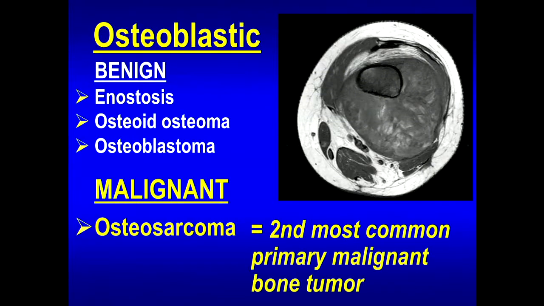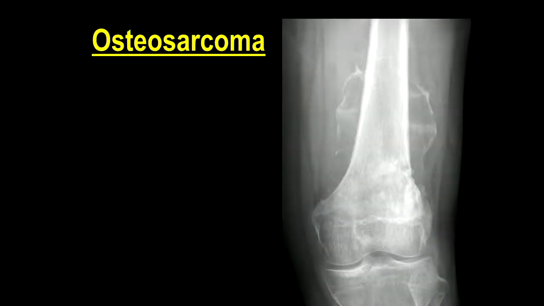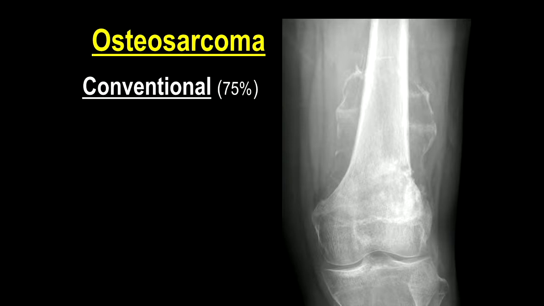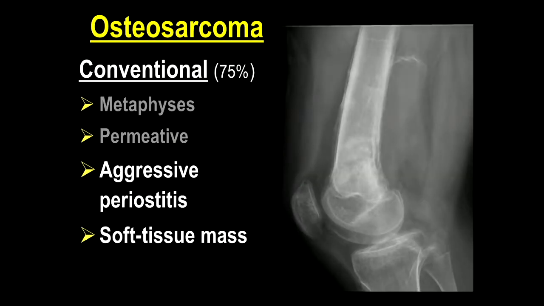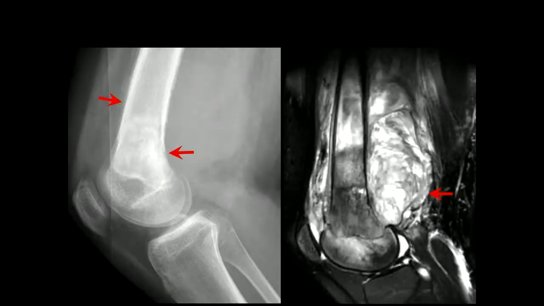So let's talk about malignant osteoblastic lesions, osteosarcoma. After all, it is the second most common primary malignant bone tumor. Osteosarcomas most commonly are of the conventional subtype, affecting the metaphyses with a permeative pattern of bone destruction, aggressive periostitis, and an adjacent soft tissue mass. And if you see these findings, what might be the next diagnostic test of choice? In most cases, the next diagnostic imaging test of choice is going to be an MR exam to look for local tumor extent and any skip lesions.